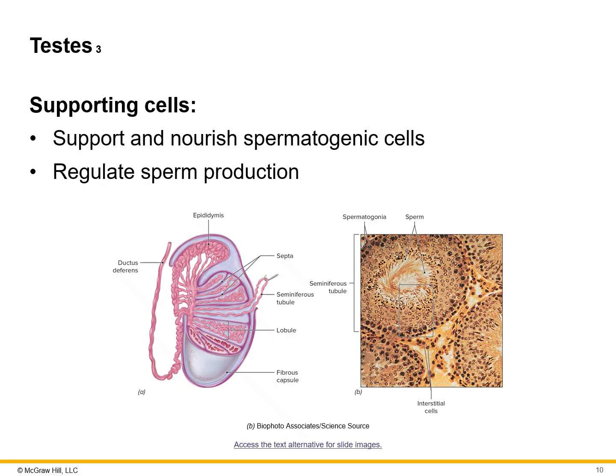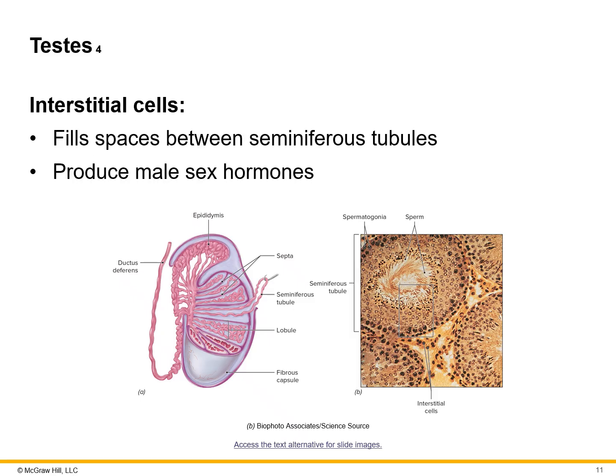Okay, so your testes support and nourish the spermatogenic cells. They also regulate sperm production. The testes also have these interstitial cells, and what they do is fill the spaces between the tubules, and they also produce those male sex hormones.